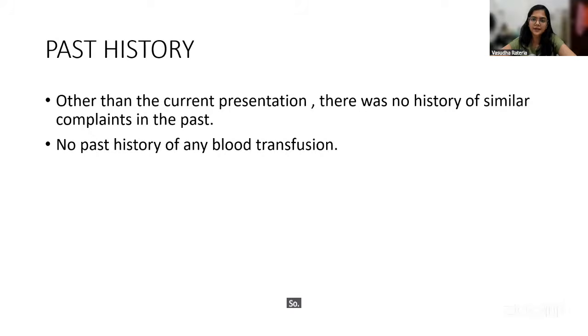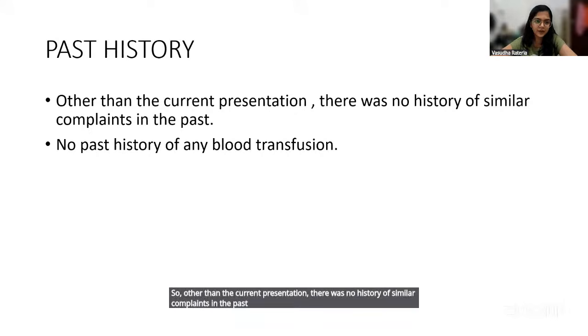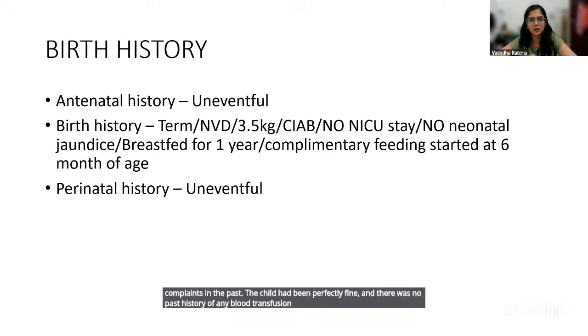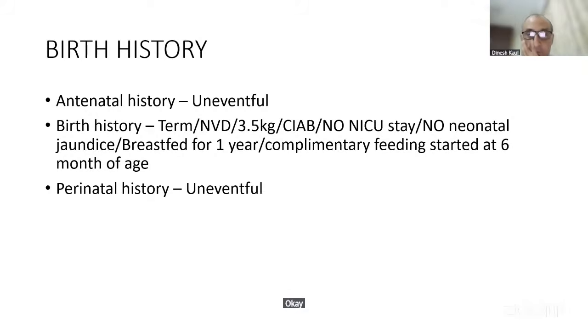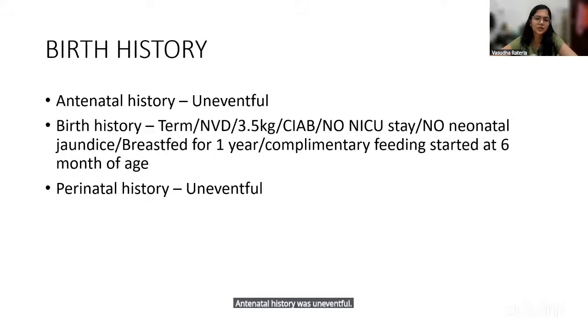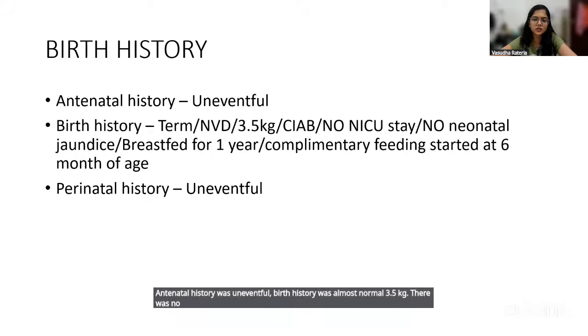So, other than the current presentation, there was no history of similar complaints in the past. The child had been perfectly fine, and there was no past history of any blood transfusion. Antenatal history was uneventful. Birth history: the child was born by normal vaginal delivery, 3.5 kgs. There was no NICU stay, no neonatal jaundice. Breastfed for 1 year. Complementary feeding was started at 6 months of age, and perinatal history was also uneventful.